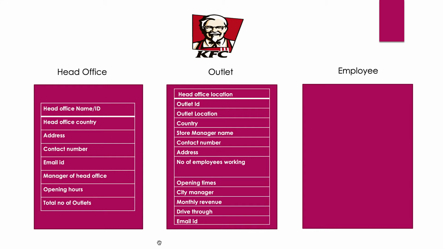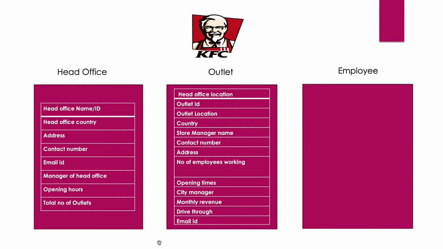I'm repeating again. If we delete this head office, all outlets have to be deleted. If we delete the employee, only the employee has to be deleted. Outlets still have to be there. If this is the requirement, there we create a master detail between head office and outlet, and a lookup relationship between outlet and employee. That's why here I haven't created manager of head office. Once we create the fields in the employee, I will establish a relationship between this one and this one. So what relationship? I'm going to establish a master detail relationship between head office and outlet. Between outlet and employee, lookup relationship.